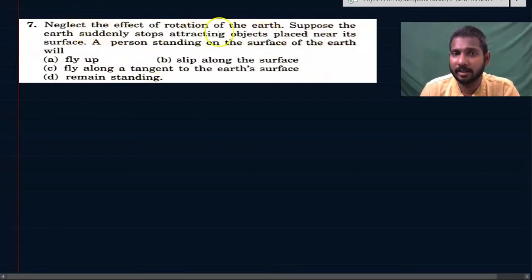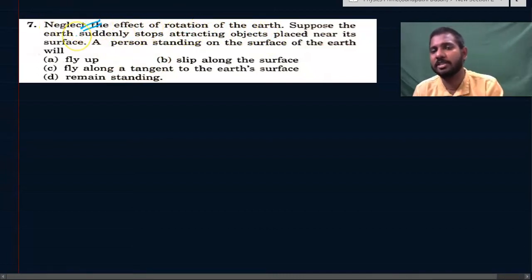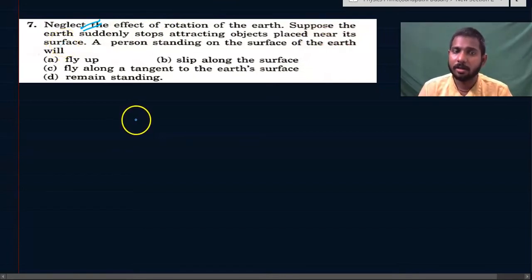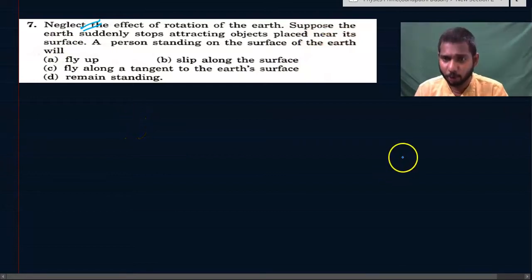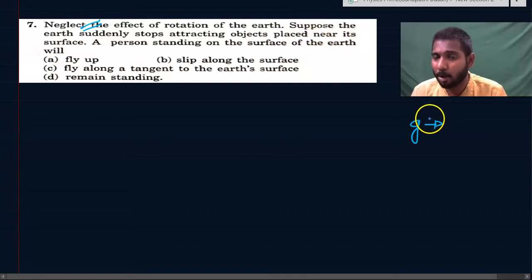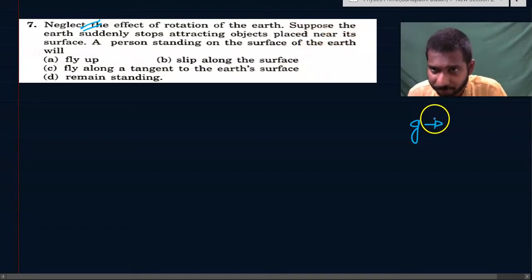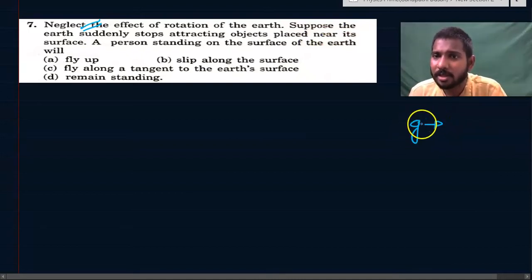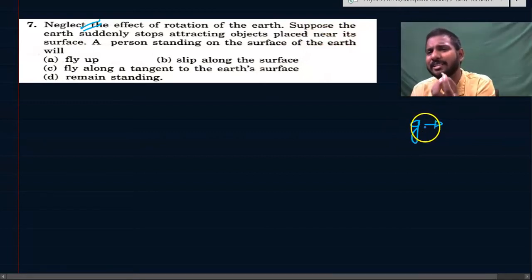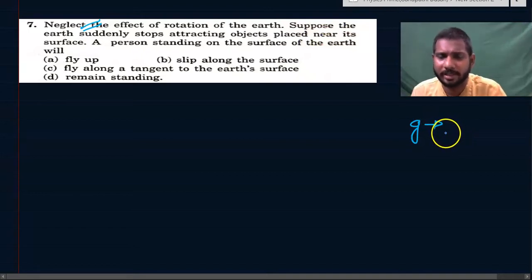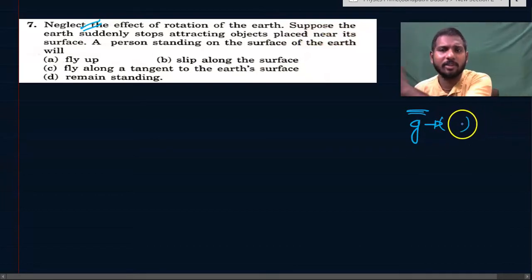Neglect the effect of rotation of the earth. Why is this point given? In future, when you are studying the gravitation topic, you will find that there is a change in net acceleration due to gravity g at the equator and at the poles because of the effect of Earth's rotation about itself. Why? Because there will be a pseudo force, which will tweak the result to some extent: g minus r omega square cos square theta. That result we will study in gravitation. So you need to neglect that r omega square cos square theta.